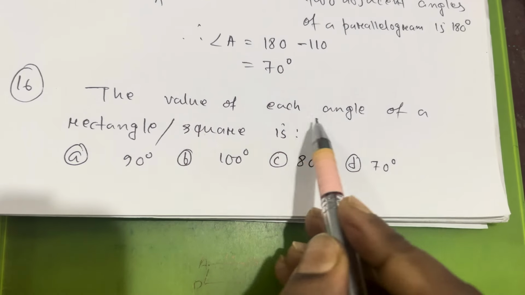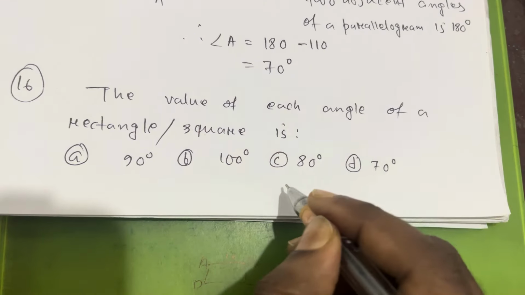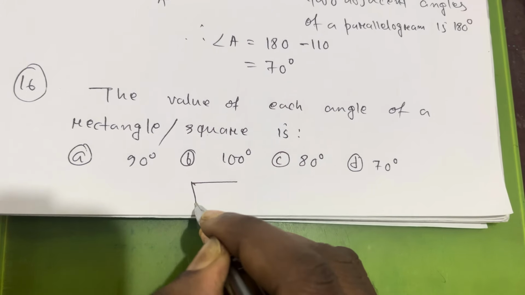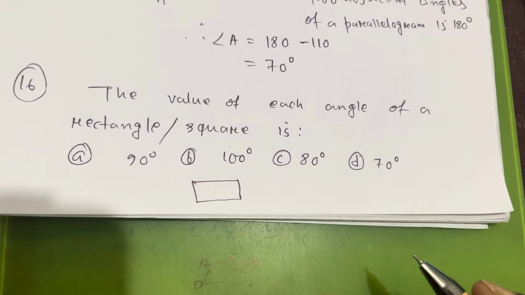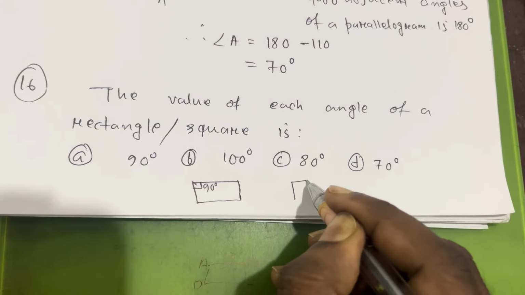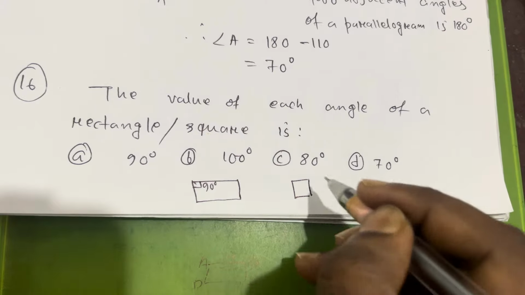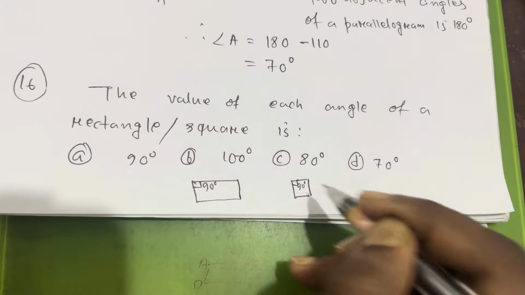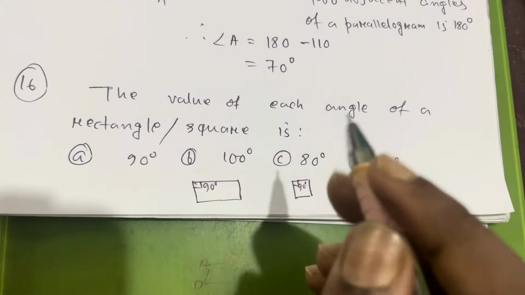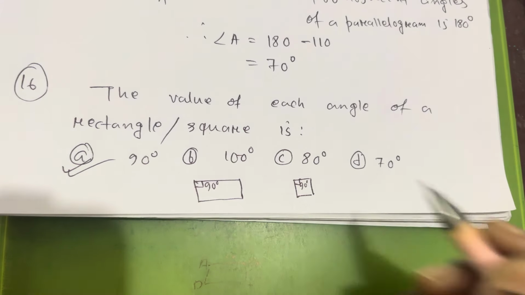Question number 16. The value of each angle of a rectangle or square is what? This is very simple, because this is a rectangle. Rectangle means opposite sides are equal and parallel, and the value of each angle is equal to what? 90 degrees. And this is a square. Square means all sides are the same, and the value of each angle is equal to what? 90 degrees. So the value of each angle of a rectangle or square is what? 90 degrees.